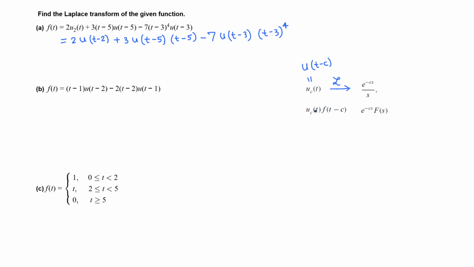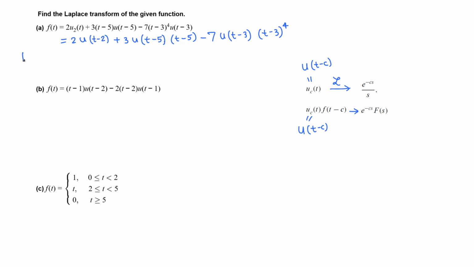But when we have a product of the unit step function, u(t minus c), times f(t minus c), then the Laplace is given by e to the negative cs times the Laplace of little f(t), which is uppercase F(s). We ignore the negative c part when we find the Laplace transform here. So this is the given function.